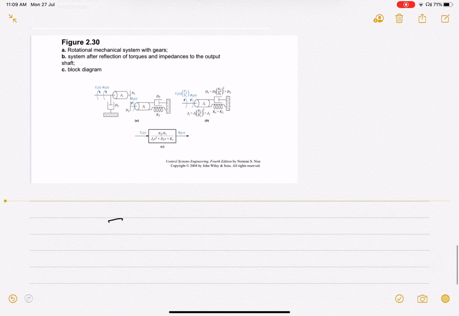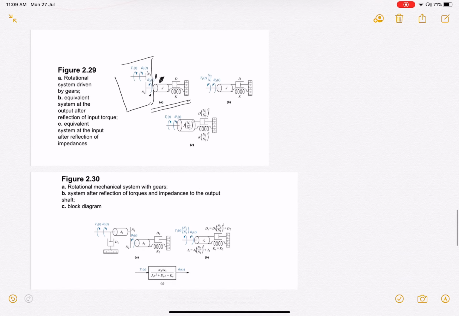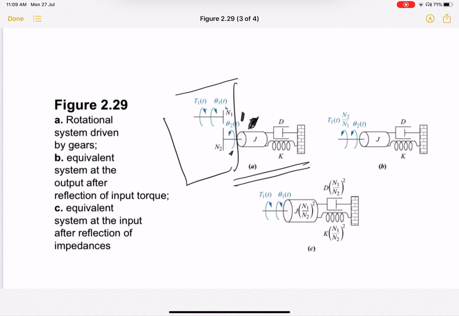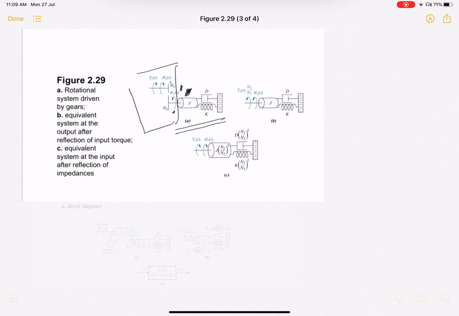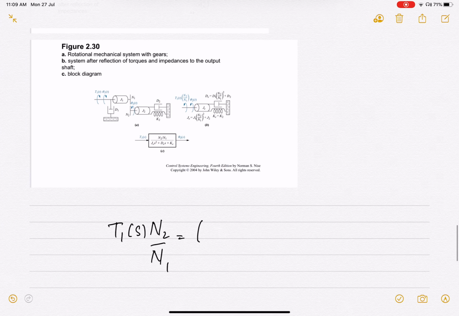So in the S domain, T1(s) N2 by N1, this is the torque, is going to be equal to, and what are the elements that you have here? The elements that you have are the inertia, the damper, and the spring. So let us write down, this is going to be Js square plus ds plus k into theta 2(s), right?